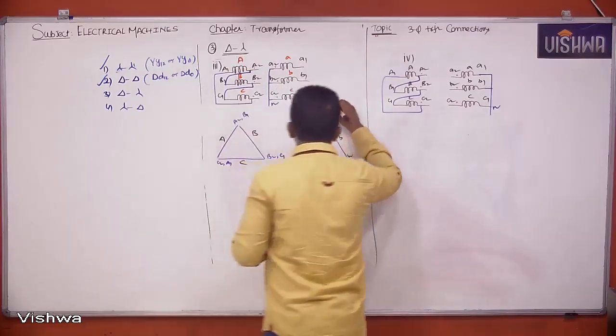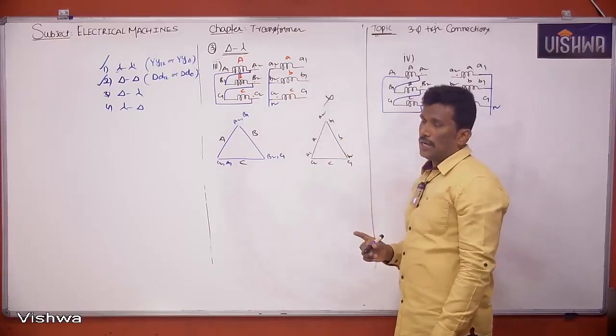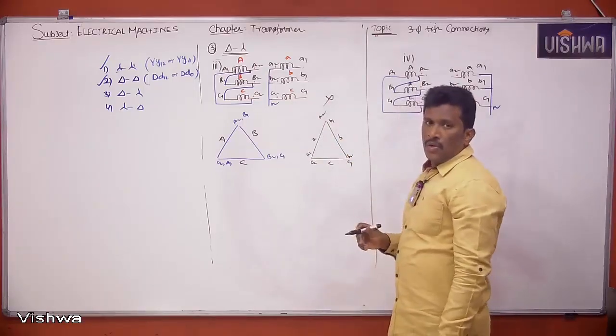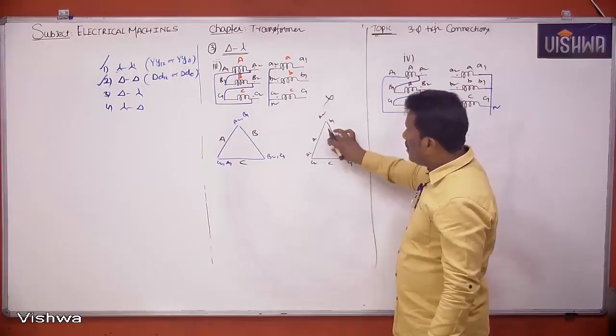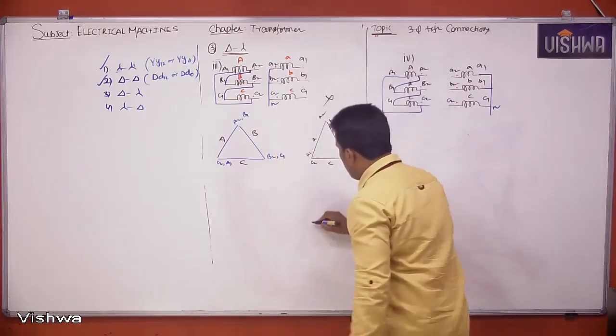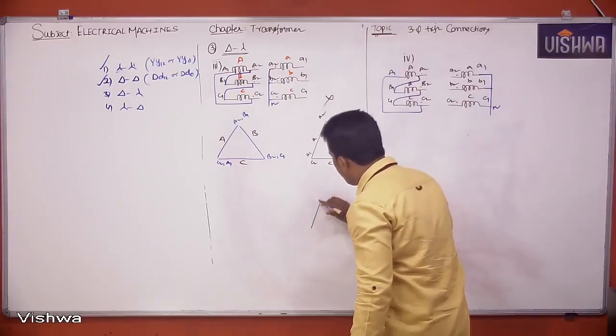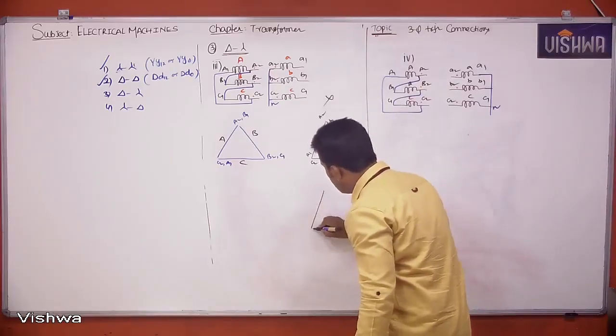But this is wrong. Why? Your secondary is star, but you have drawn delta. Try to draw the correct one from this. How? Take any one. Let me take A1, A2 here. Okay, A1, A2. I'll take it like this.